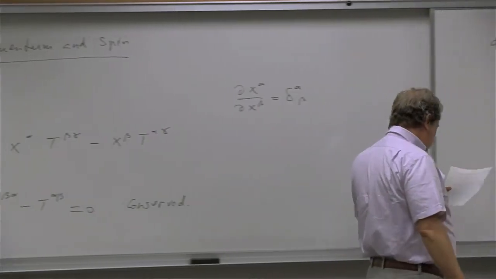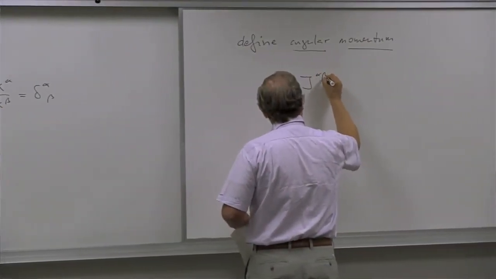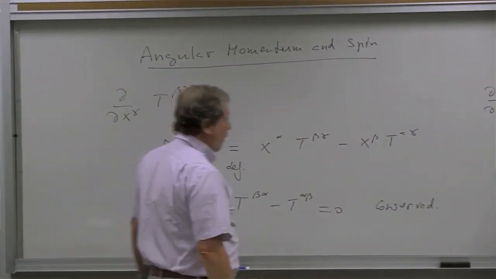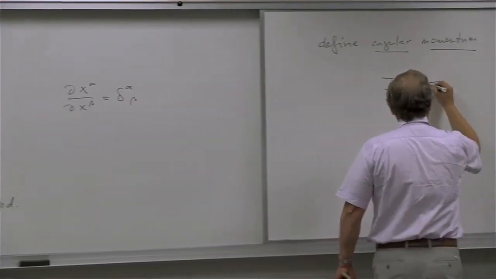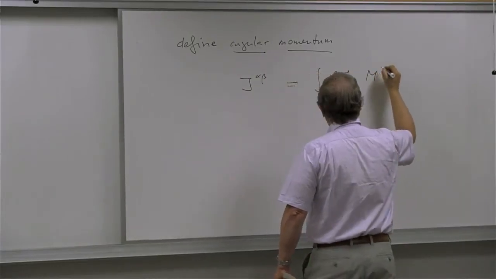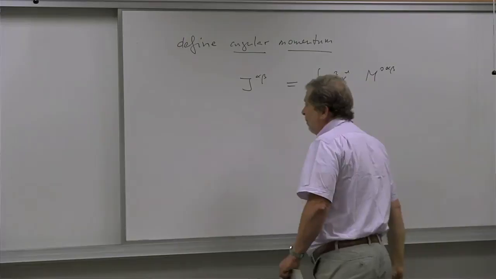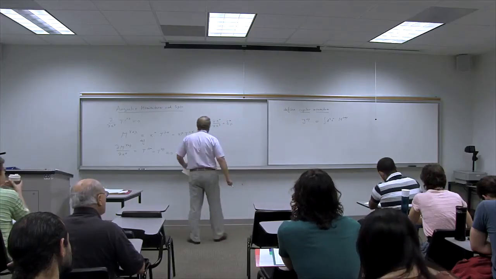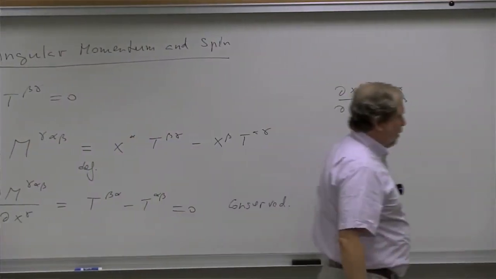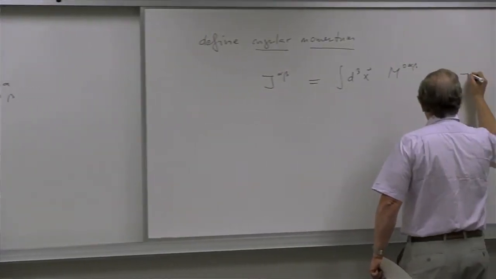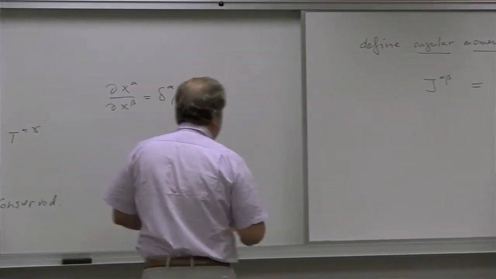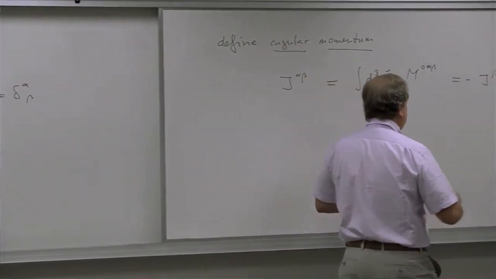So we define the angular momentum as J alpha beta, and we take the integral of the naught component of the m. So this is defined as the integral in d3x of M naught alpha beta. And by construction, because of this difference, this is also equal to minus J beta alpha. So it is antisymmetric, as you would expect for an angular momentum. So this is constant.